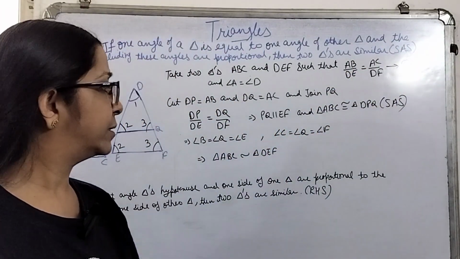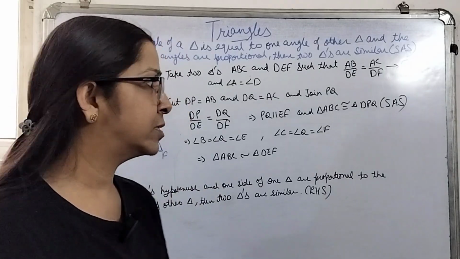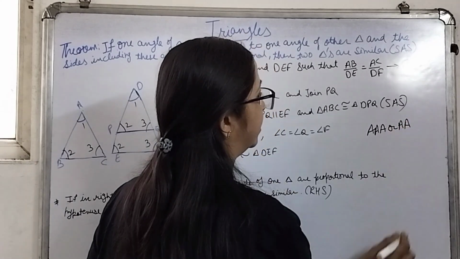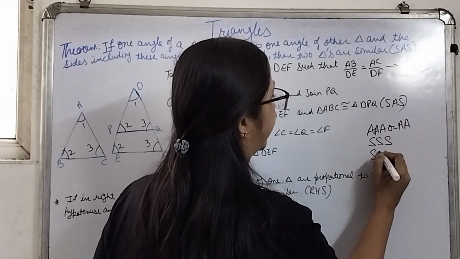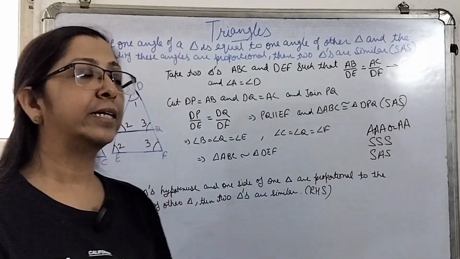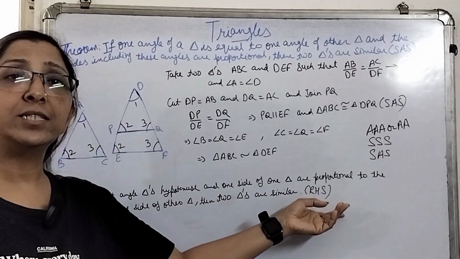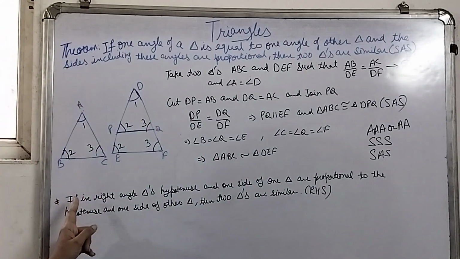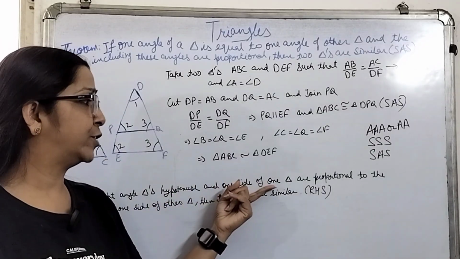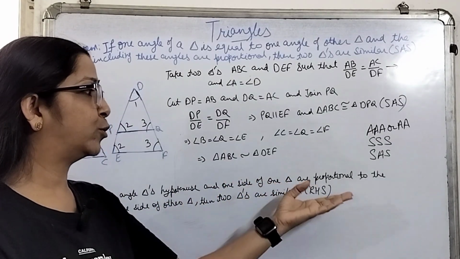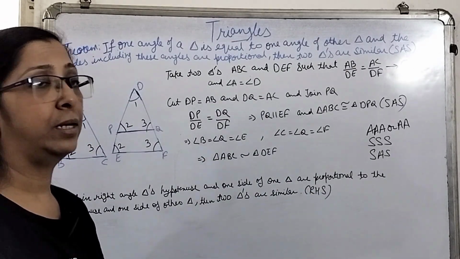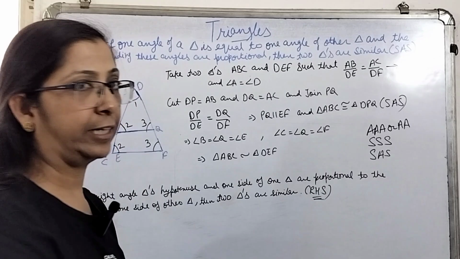So till now, we have studied three criteria. One is your AAA, or we can say AA criteria. Second is your SSS, and third is SAS criteria. Now along with this, one more criteria is there, that is for right angle triangles, the RHS criteria. In this, if there are two right angle triangles and in one, the ratio of the hypotenuse and one side is equivalent to the ratio of the hypotenuse and the other side of another triangle, then these two triangles are similar by RHS criteria.